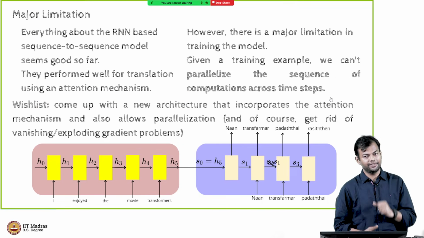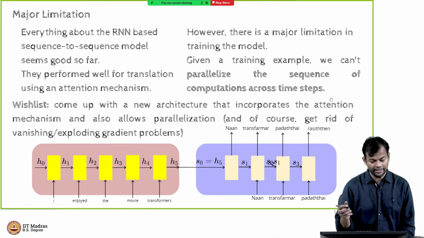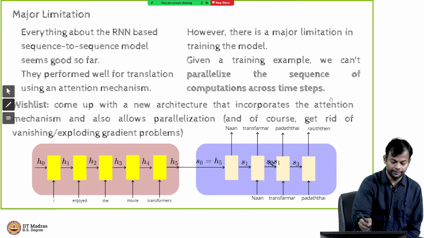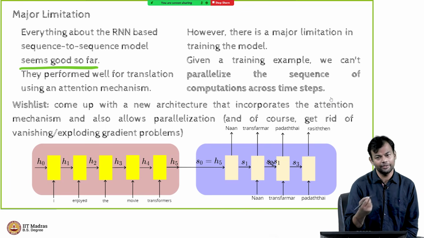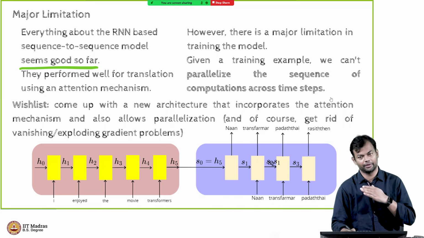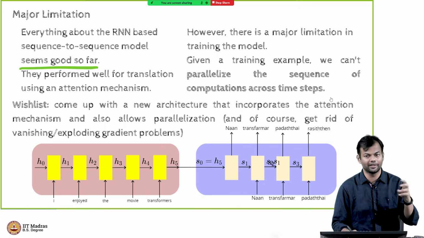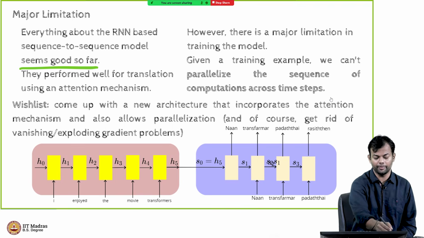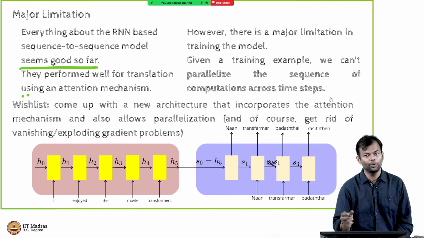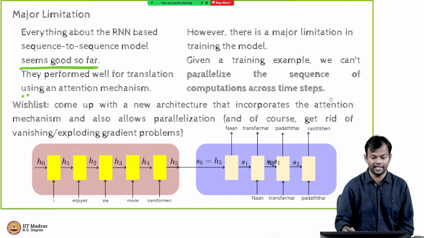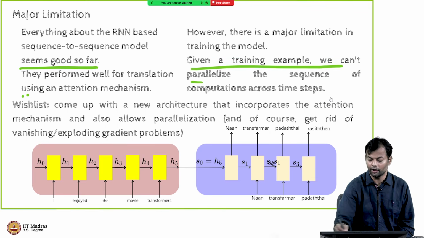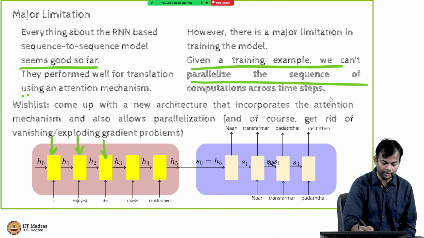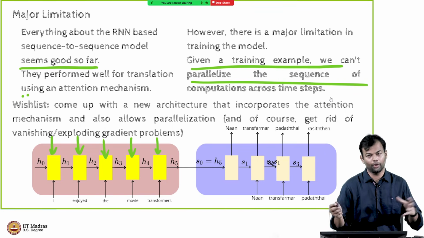So just to summarize the discussion so far, everything about the RNN model is good. What do I mean by that? We saw across papers the architectures, they are used for machine translation, summarization, video captioning, image captioning. So they gave very good performance in a wide variety of tasks. But the only issue that we have is that given a training example, we cannot parallelize the sequence of computations because each of these needs to be computed one at a time. I cannot compute all of them in parallel.